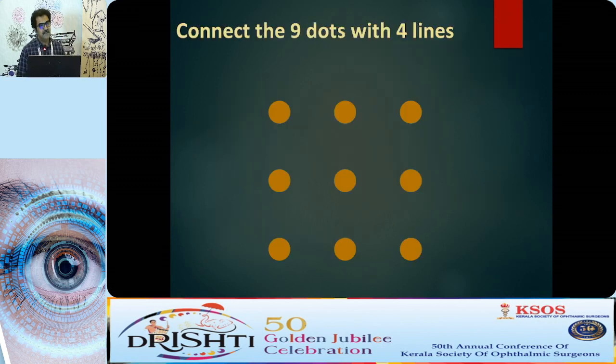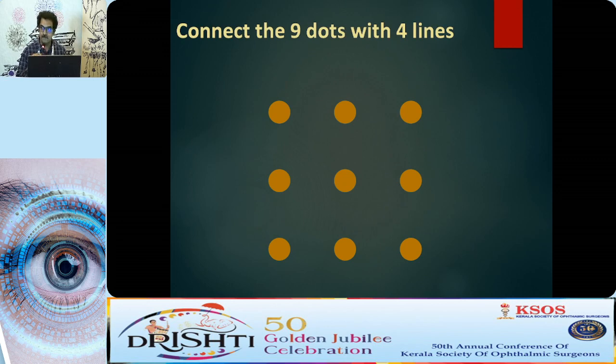When I went through the net, there was something about thinking out of the box. This is a puzzle. You have these 9 dots. Now you should use only 4 lines to join all these dots. Every time, you should not take your pen off when you're drawing the line. It should be continuous, and you should not go over a line back and forth again. So how are you going to do it?